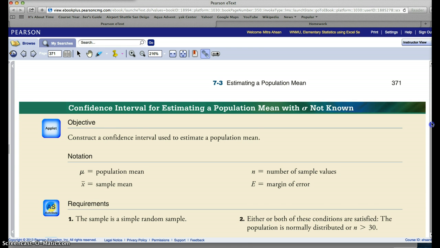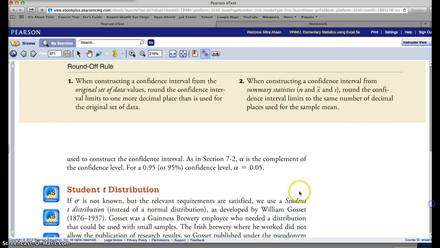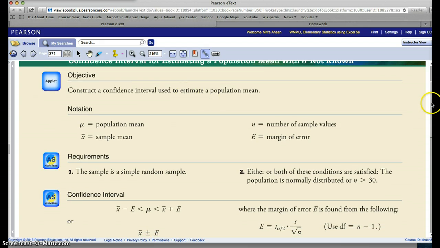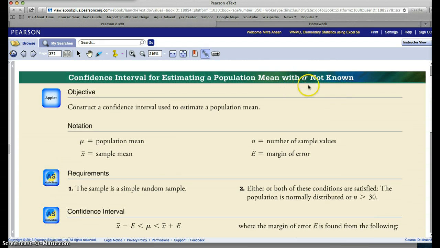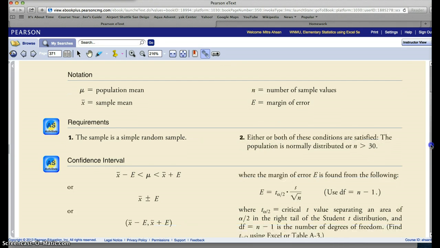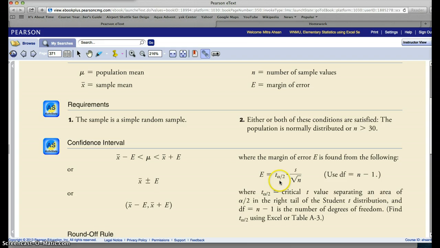If you don't have the value for sigma, here is the instruction. If sigma is not known, but the relevant requirements are satisfied, we use the student t distribution instead of the normal distribution. So here's the more detailed process. Basically, as long as the requirements listed in here are satisfied, we should use the student t distribution instead of the normal distribution.